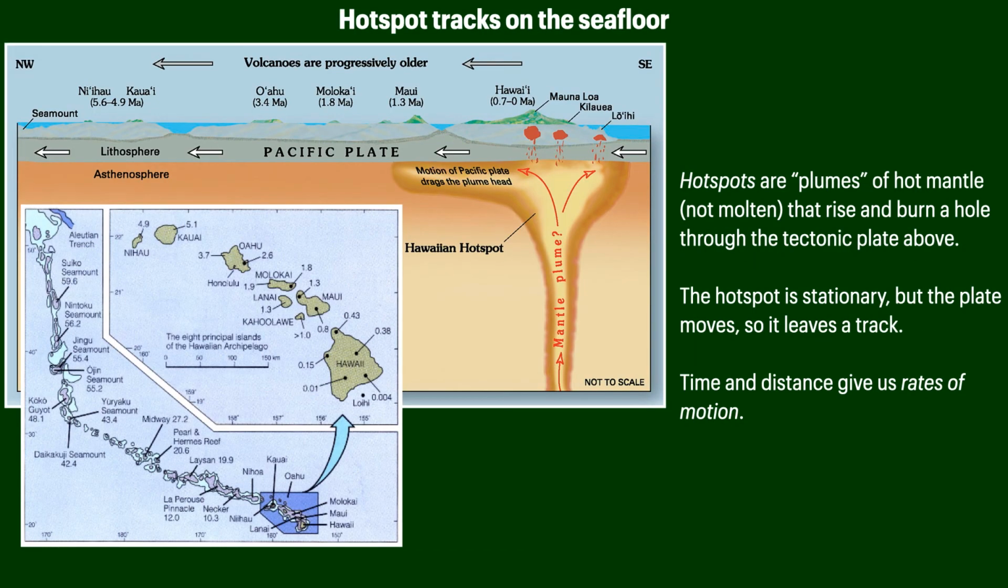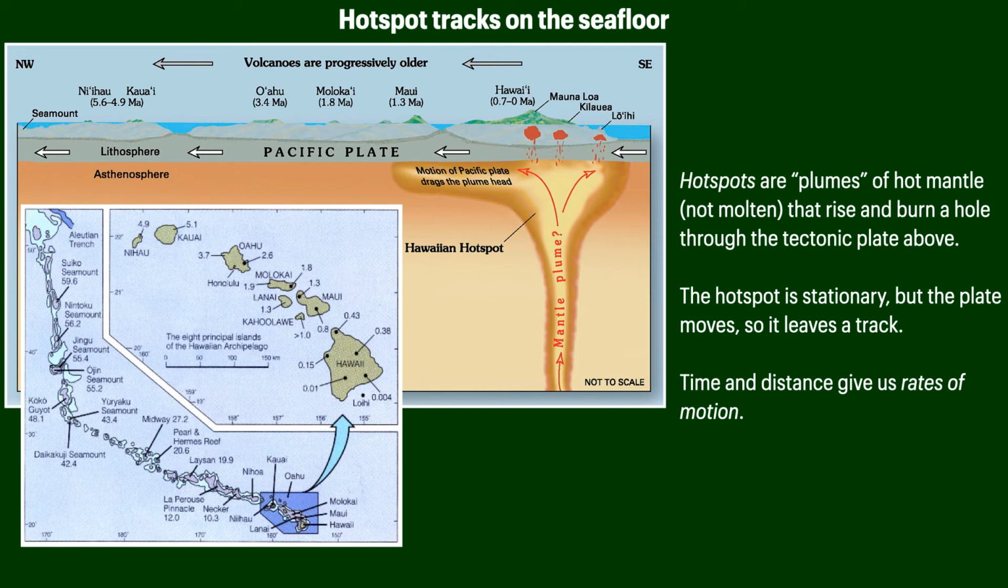Another way that we saw evidence of plate motion was in what we call hotspots. Hotspots are plumes of hot mantle material, not liquid, but hot rock that rises up from maybe the core-mantle boundary. And when it reaches the boundary between the asthenosphere and the lithosphere, it would start to melt. We'll talk about why in the next unit.